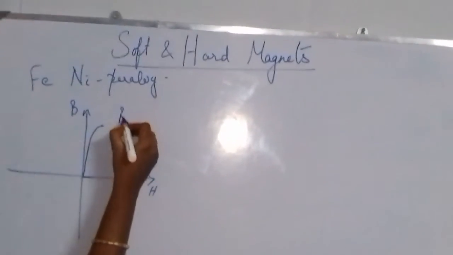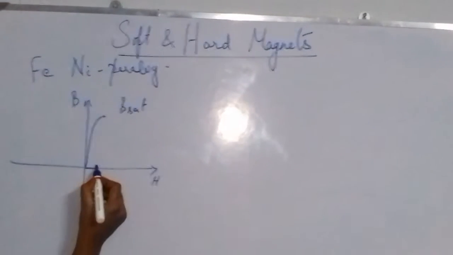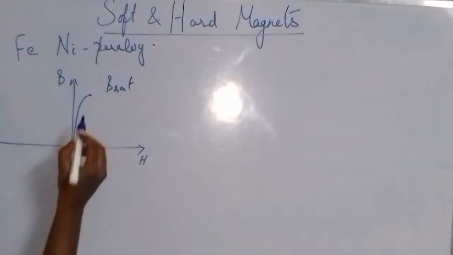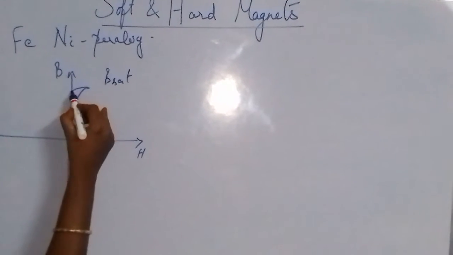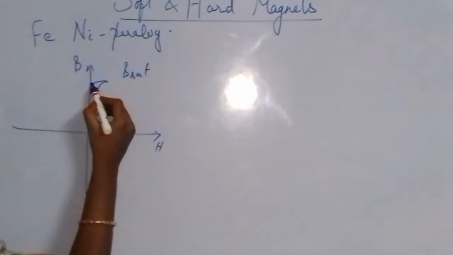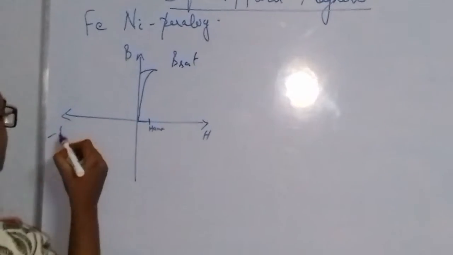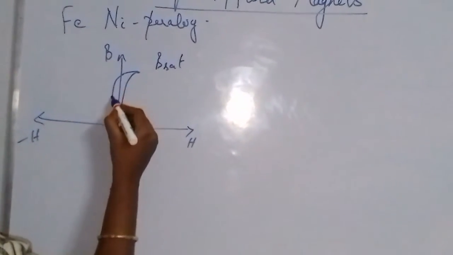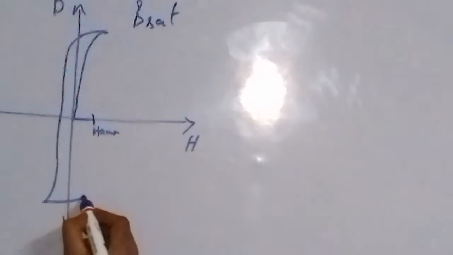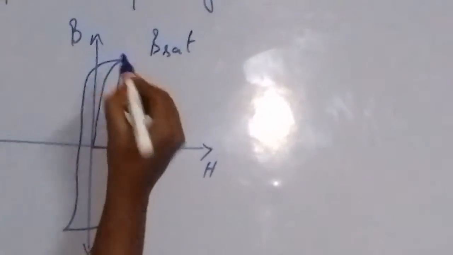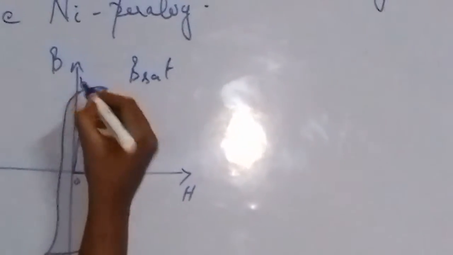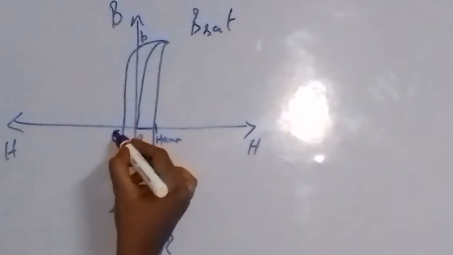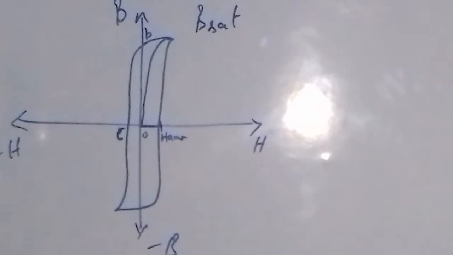So this is B saturation. And when we decrease, this is H max. This field is enough. And when we decrease, it decreases here. And when we plot the curve for minus B, it is like this. So here OB is very high, OC is very small.